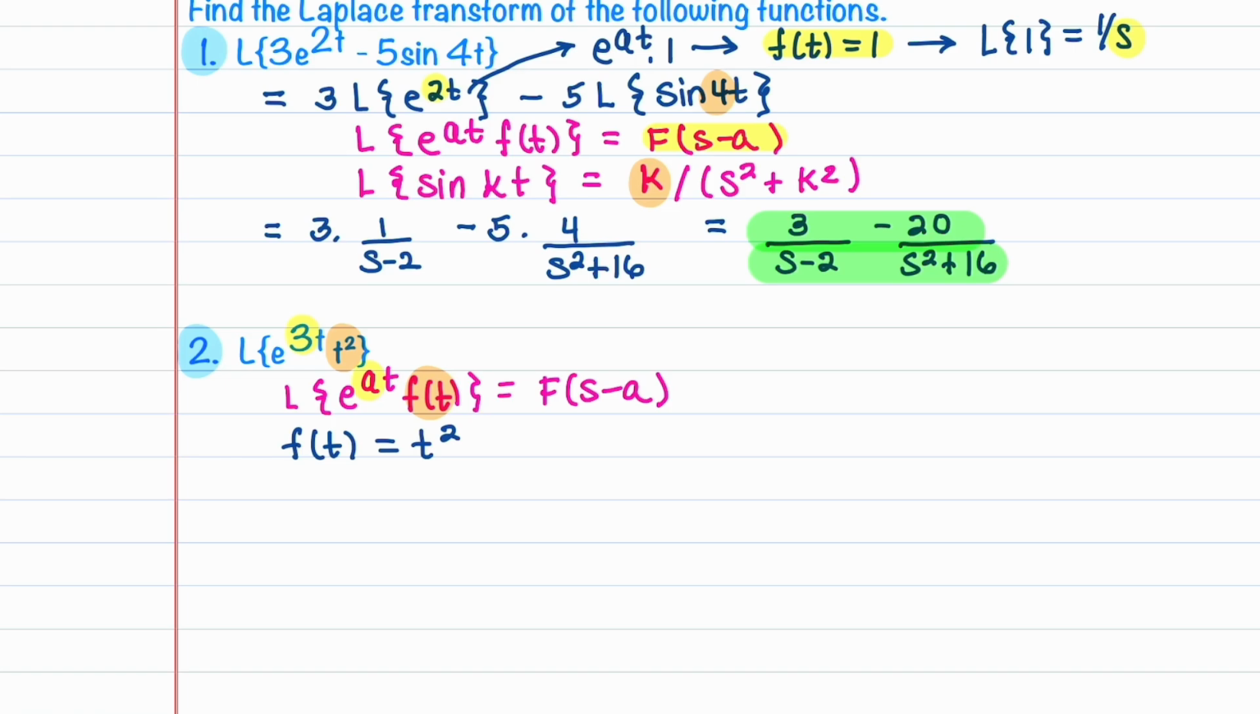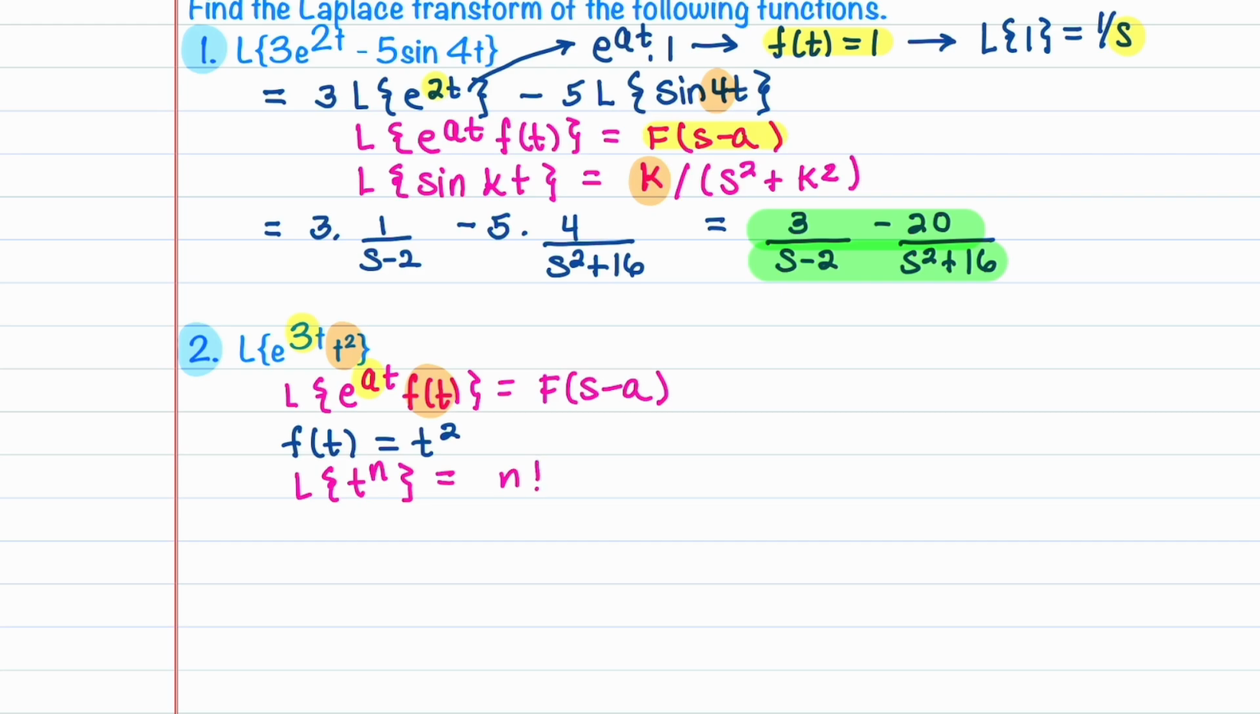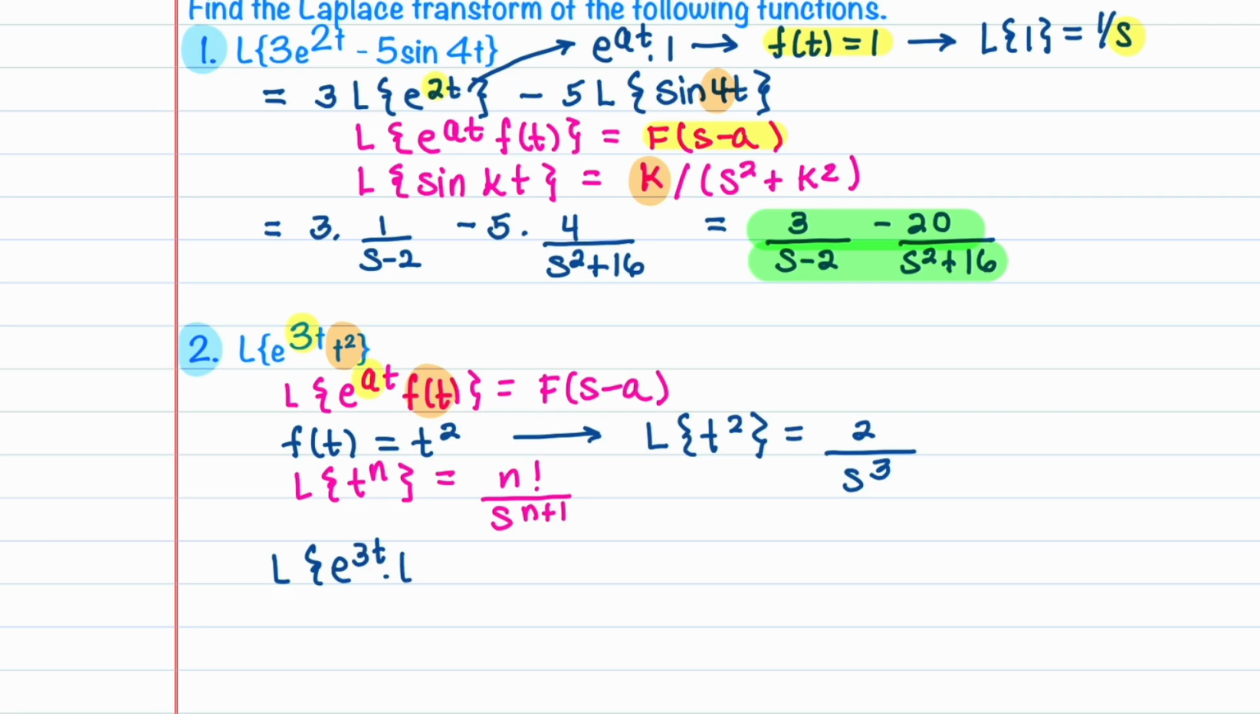So let's write down that f of t is equal to t squared. We need to find the transform of this, so let's use the formula that the Laplace transform of t to the n is equal to n factorial all over s to the n plus 1. Using that formula, we can find that the Laplace transform of t squared is going to be 2 factorial, which is just 2, all divided by s to the 2 plus 1, so that's s cubed. Now we can go ahead and compute the Laplace transform of e to the 3t times t squared.